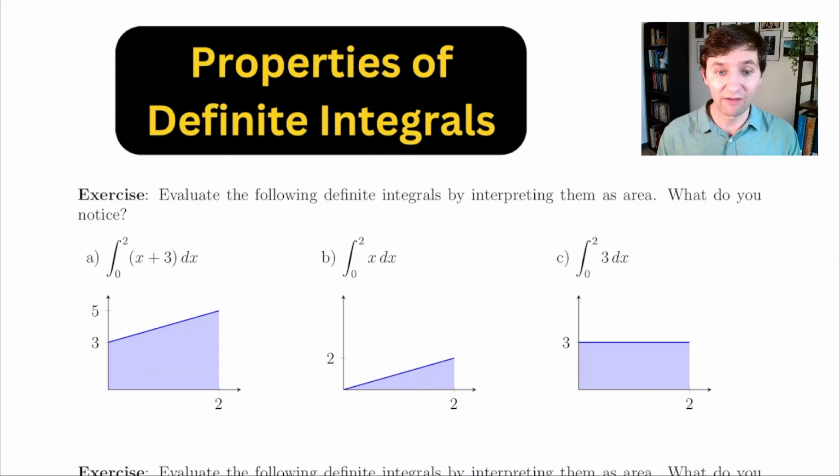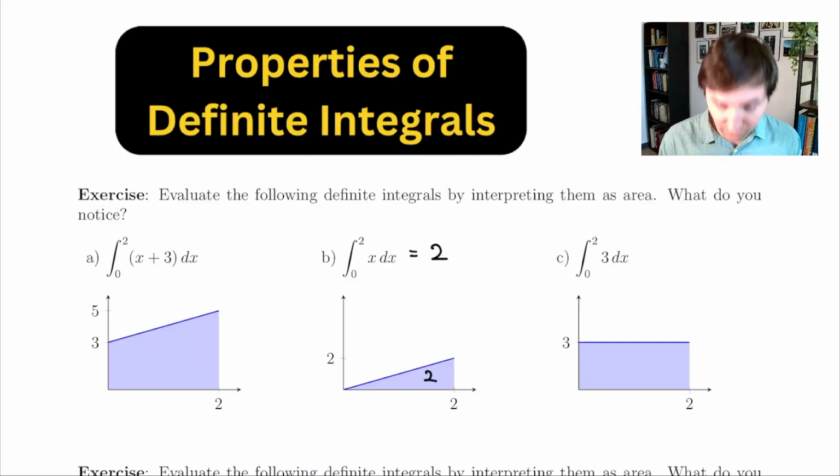Let me start by evaluating the definite integral in part B. This is the signed area of the region between the graph of the function f of x equal to x and the x-axis between x equal to 0 and x equal to 2. We can see that region below. That region is a triangle of base 2 and height 2. Area of a triangle is computed by base times height times 1/2. In this case, I get 2 times 2 times 1/2, which gives me 2. This definite integral equals 2.